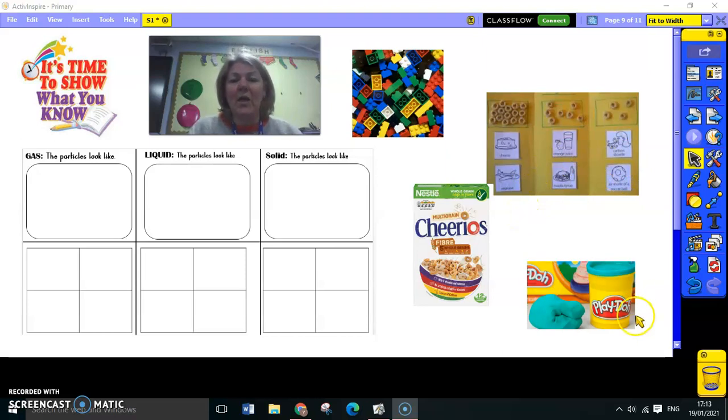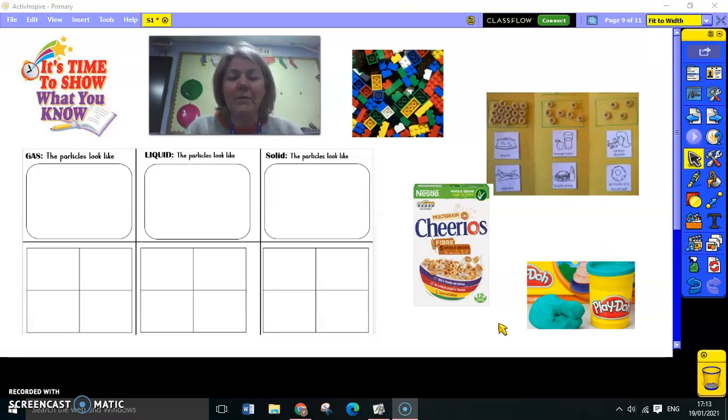You could do that. You might have some Play-Doh at home, so you might be able to make me a Play-Doh model of what solids, liquids and gases look like, and then maybe you could even try to make the objects out of your Play-Doh as well and put some labels on. I don't mind. I want you to be creative. Science is fun, so I want you to have fun with it.